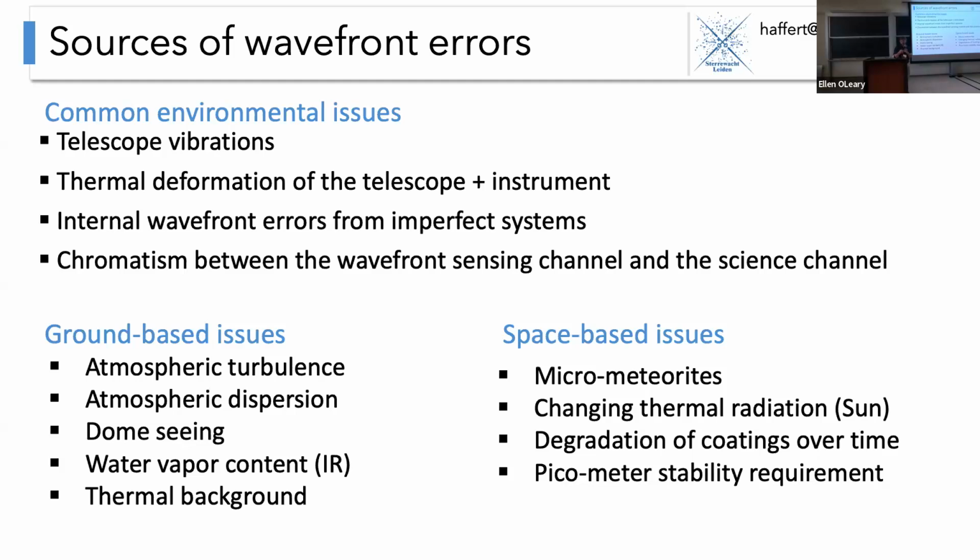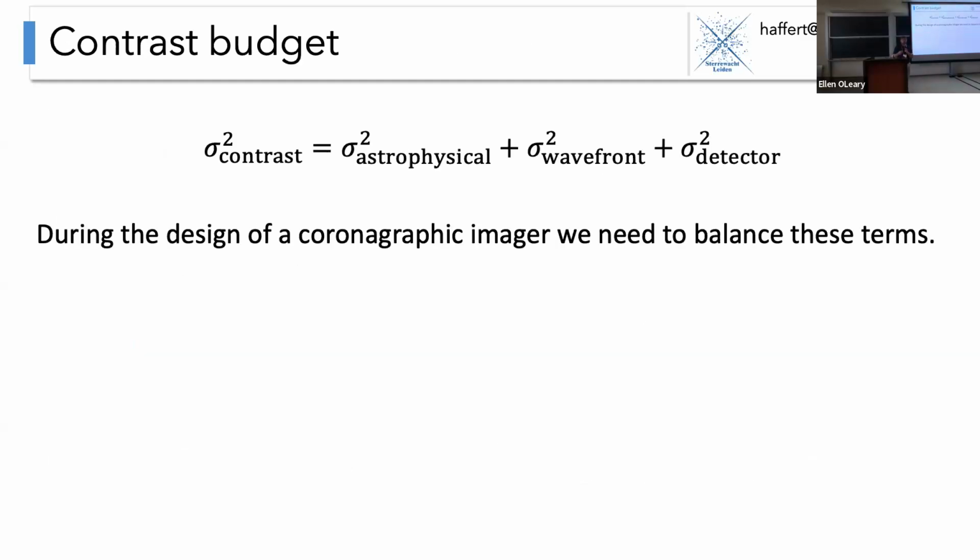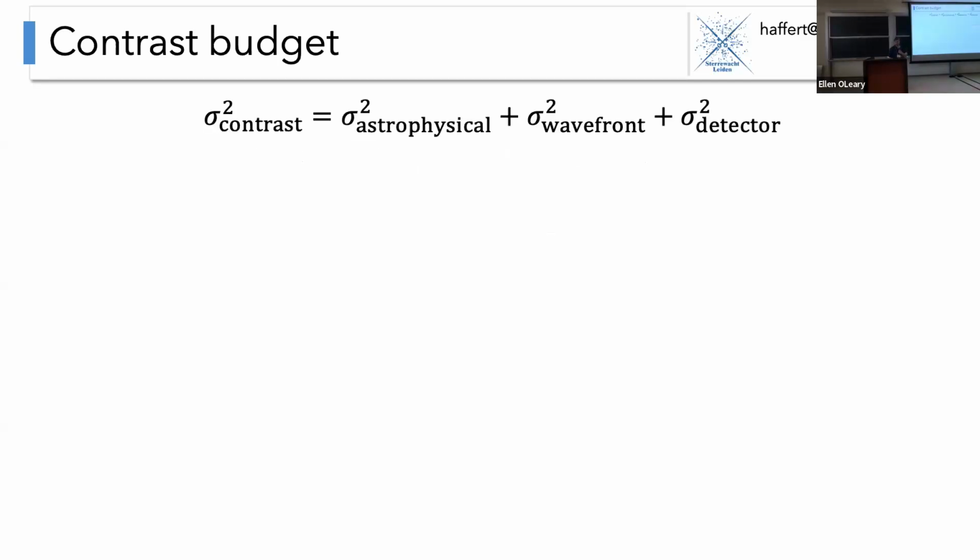which is all complicated. So when you actually design a system, you need to make an error budget. Like I said before, we need a noise model. Without a noise model, you can actually not decide whether or not something is better than something else. So that's why we need to make a contrast budget. So here I just split it up in 3 terms. Of course, there are way more, but this is how I like to think about these.